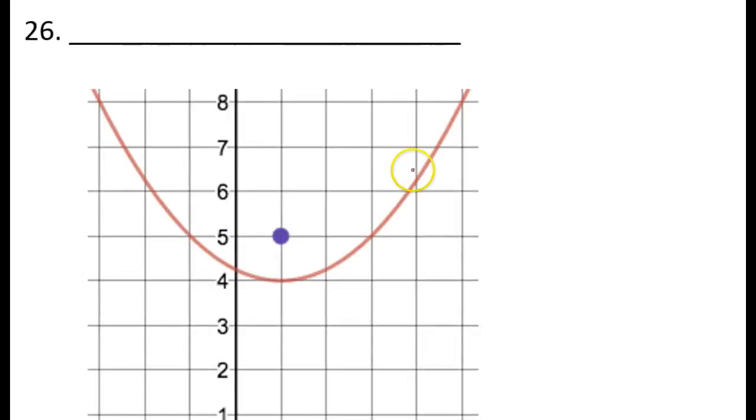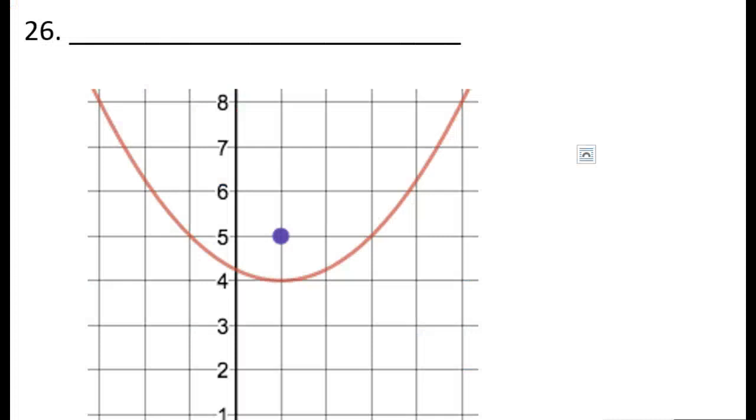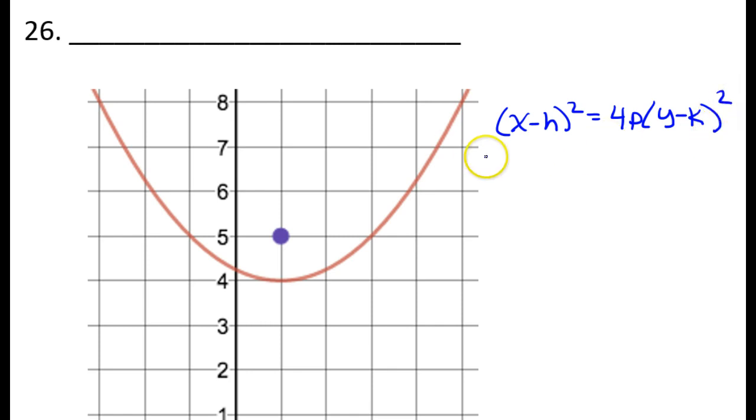Number 26 is another parabola. This one is vertical. So that tells us that we will be using this version of the equation, the one where the x part of the equation is squared. Let's go ahead and just plain write that down. So the model that we are working with is going to be the x minus h squared is equal to 4p times y minus k not squared.